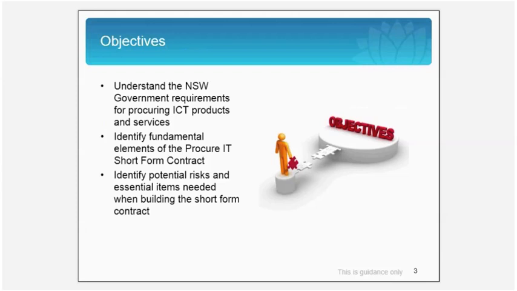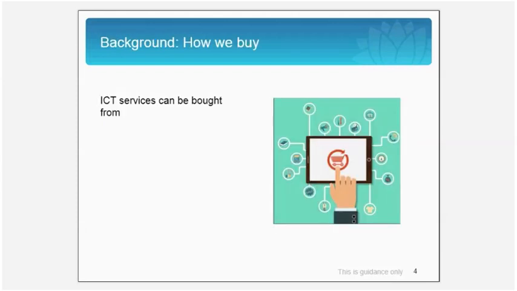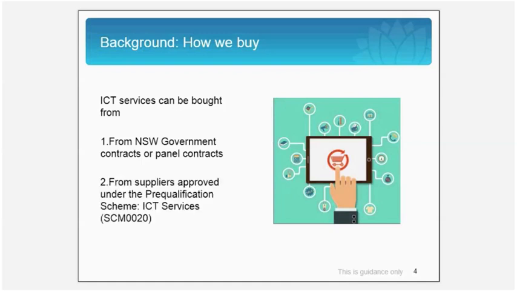A bit of background on how we buy. New South Wales government agencies can buy ICT services by engaging in either of two ways: the New South Wales government contract or panel contracts, like the whole of government hardware contract 999, or from suppliers approved on the ICT Services Scheme, Scheme 0020.